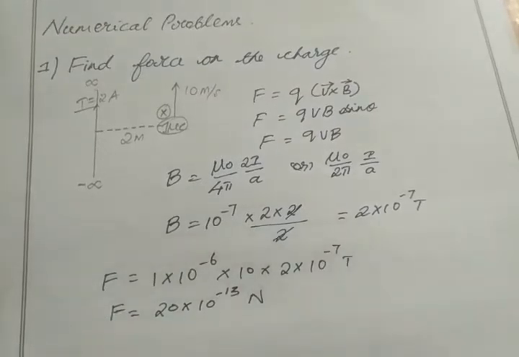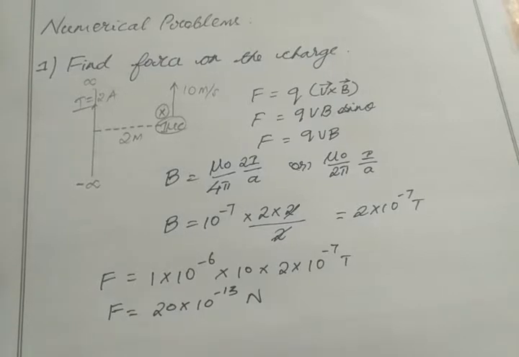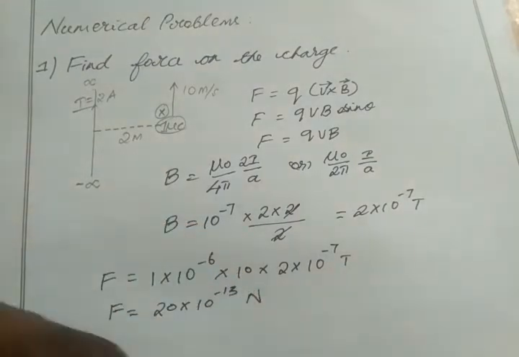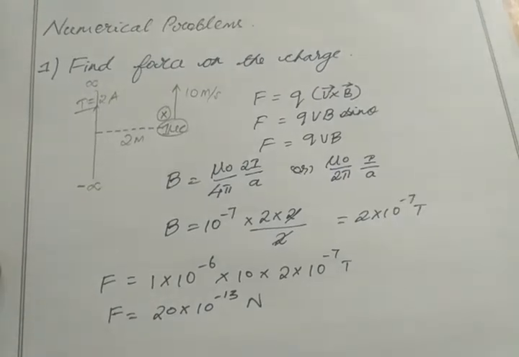What is the direction of the magnetic force? We have to find the direction of the magnetic force. In which direction will this charge move? To find the direction, we can use any rule, Fleming's left hand rule or the right hand palm rule if we want. Here I use the right hand palm rule. In the right hand palm rule, my four fingers point in the direction of the magnetic field, my thumb in the direction of motion of the charge, then my palm shows the direction of the magnetic force, right?